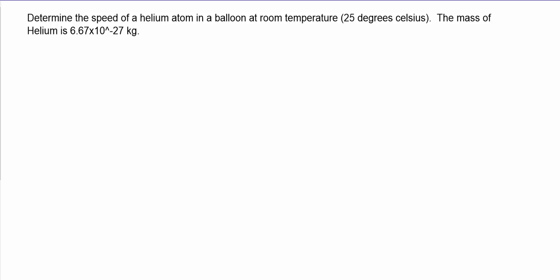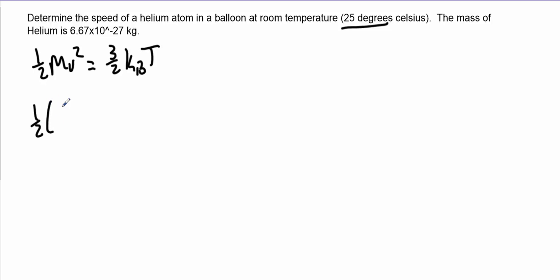We're going to take a look at a couple example problems using the kinetic theory of gases. Remember, kinetic theory of gases relates kinetic energy and temperature, and it says that 1/2 mv squared kinetic energy is equal to 3/2 Boltzmann's constant times the temperature in Kelvin. It is important that temperature is in Kelvin, it's the absolute scale. So we're going to go ahead and plug in what we know, but we're going to have to deal with that. So determine the speed of a helium atom, which we're given the mass of.